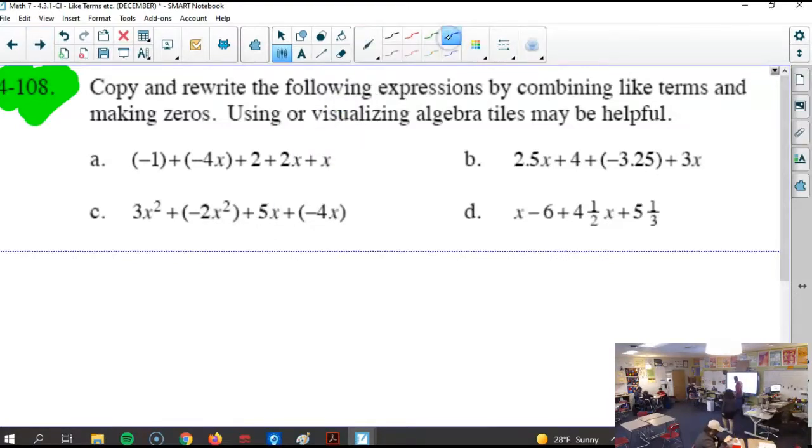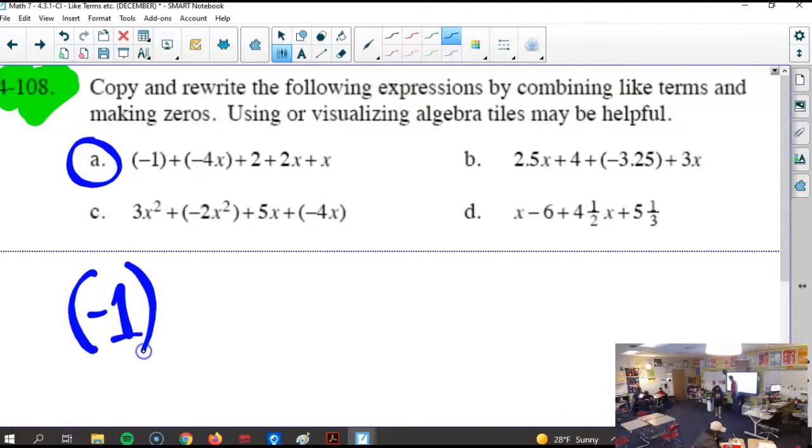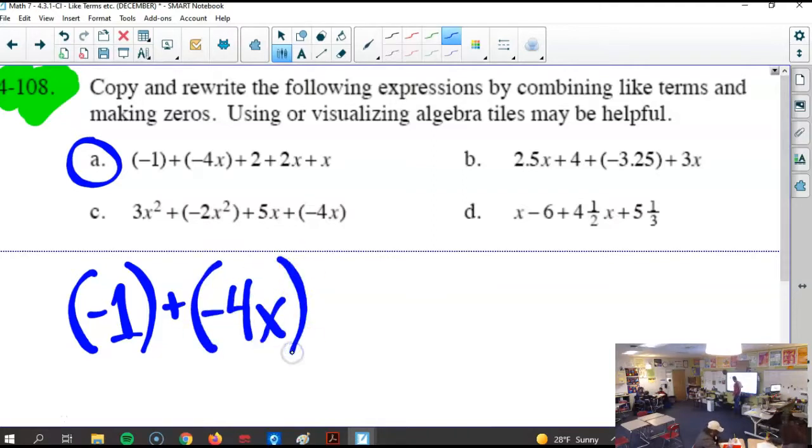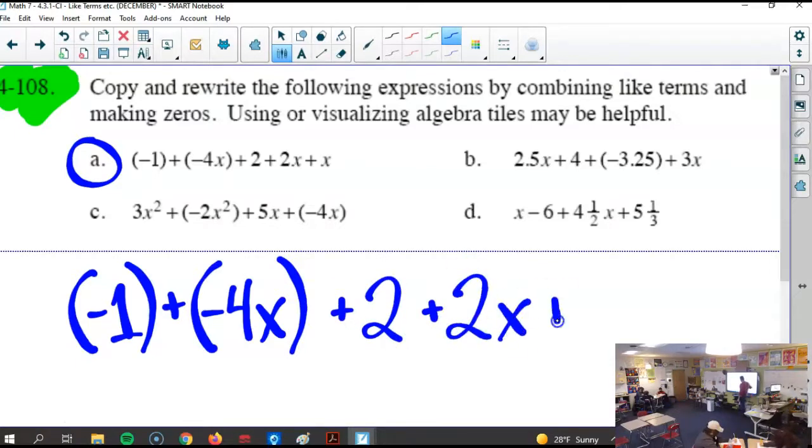-1. So we're doing A. -1. You guys wait. Yeah, anybody else wait with your algebra tiles. We got to do this problem. We can put those away in a minute. -1 plus -4x. Ooh, all of those would have been red if I was laying out the tiles. Plus 2 plus 2x plus x.